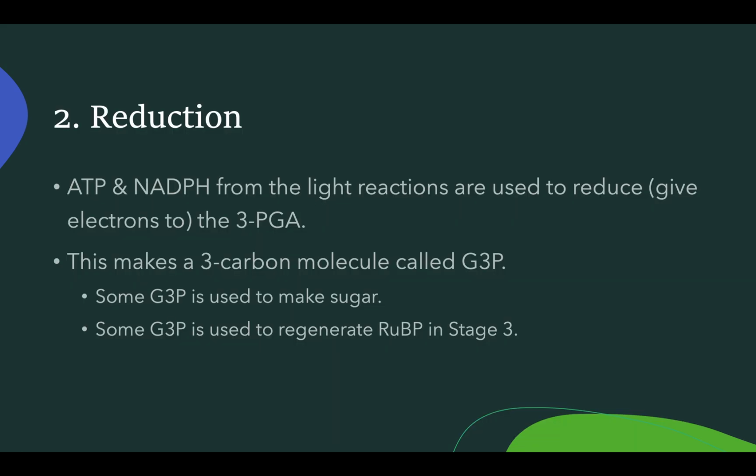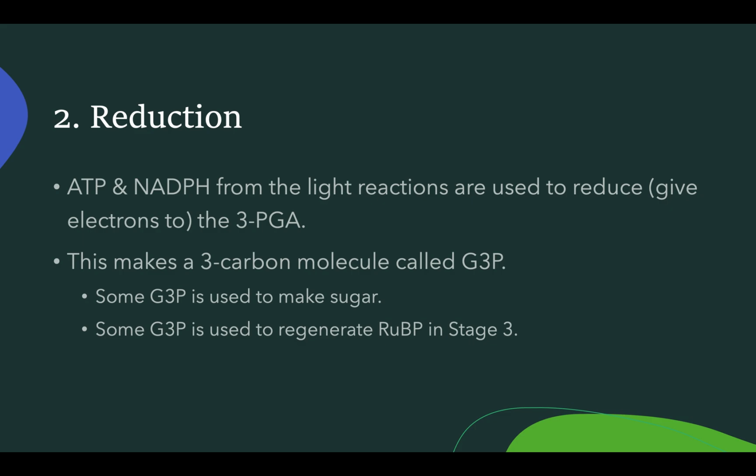Next, we're going to do some reducing. Who has the power to do some reduction? That would be NADPH. We're going to use the energy from ATP and the reducing power of NADPH from the light reaction. So the whole shebang before was about creating a bunch of ATP and NADPH, and now we're going to use those ingredients. ATP and NADPH are going to reduce, or give electrons to, the 3-PGA.